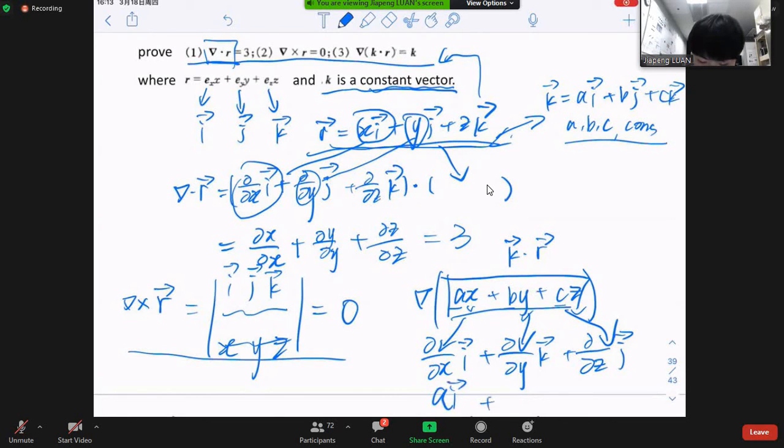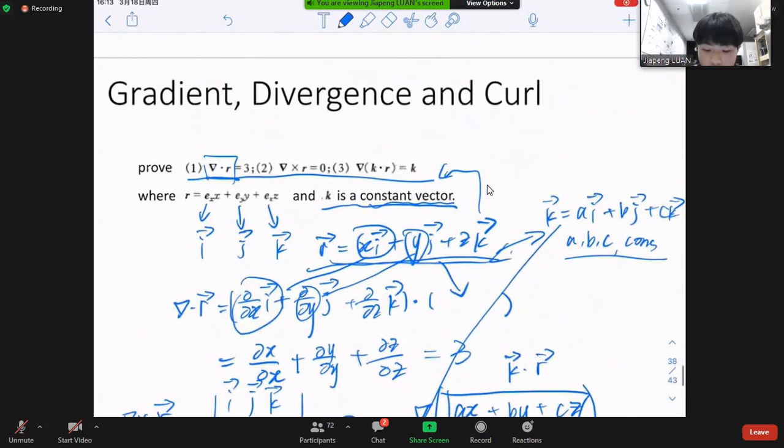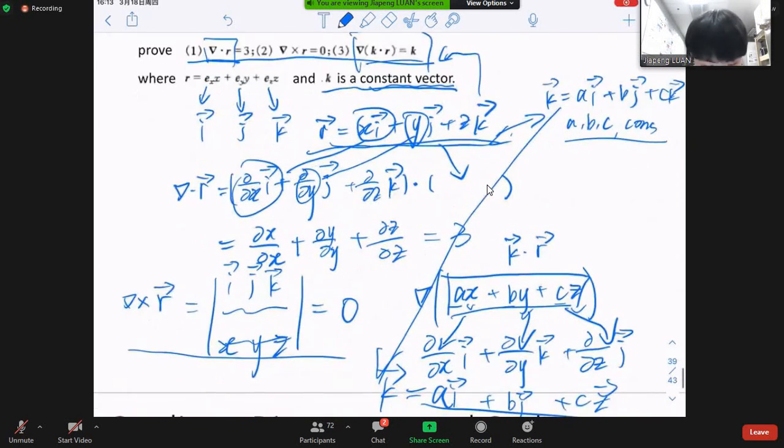And then put it here, get B. I put it here, you get C. And then you can see this is actually K, right? And then you can prove this equation. You can see this more in detail later.